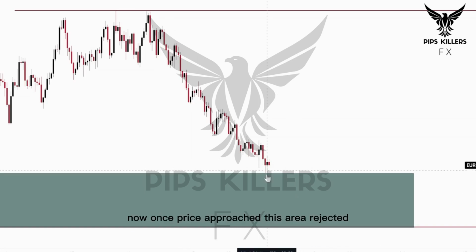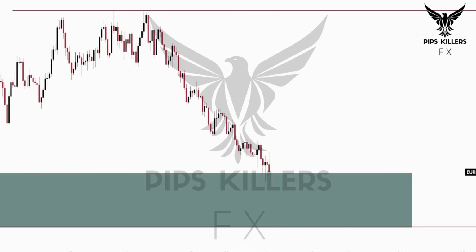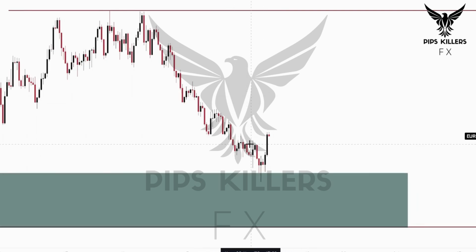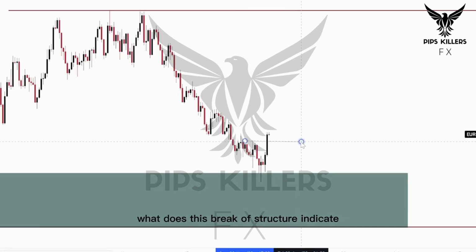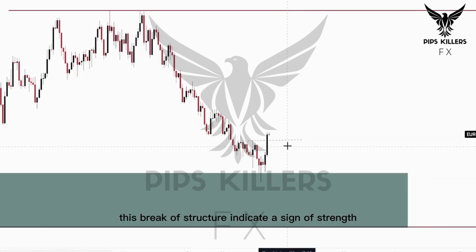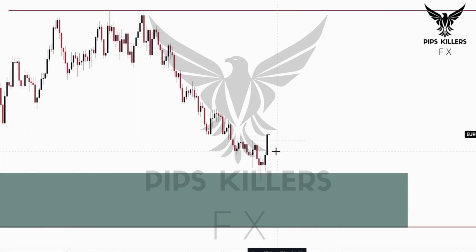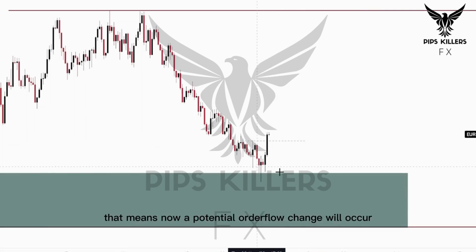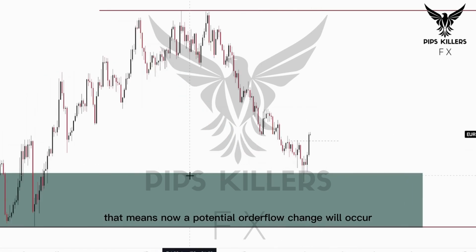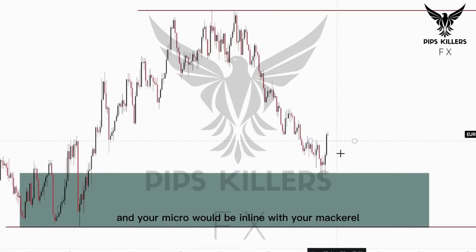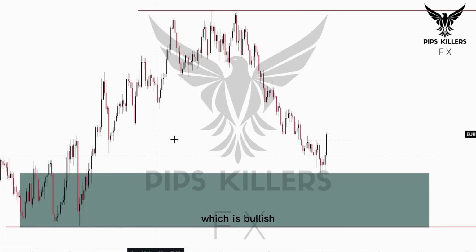Now, once price approached this area, it rejected and expanded, and formed a what? A break of structure. What does this break of structure indicate? This break of structure indicates a sign of strength. That means now a potential order flow change will occur and your micro would be in line with your macro, which is bullish.